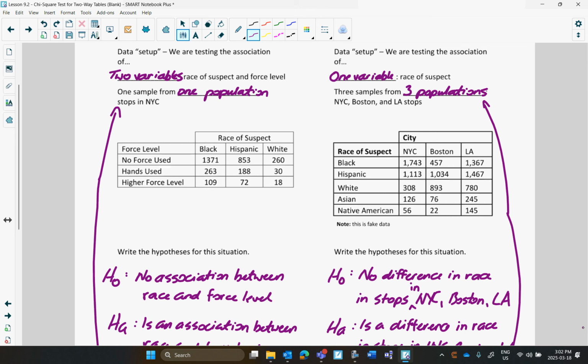Sorry? Can you go back to the conclusion part? You mean on the previous page?